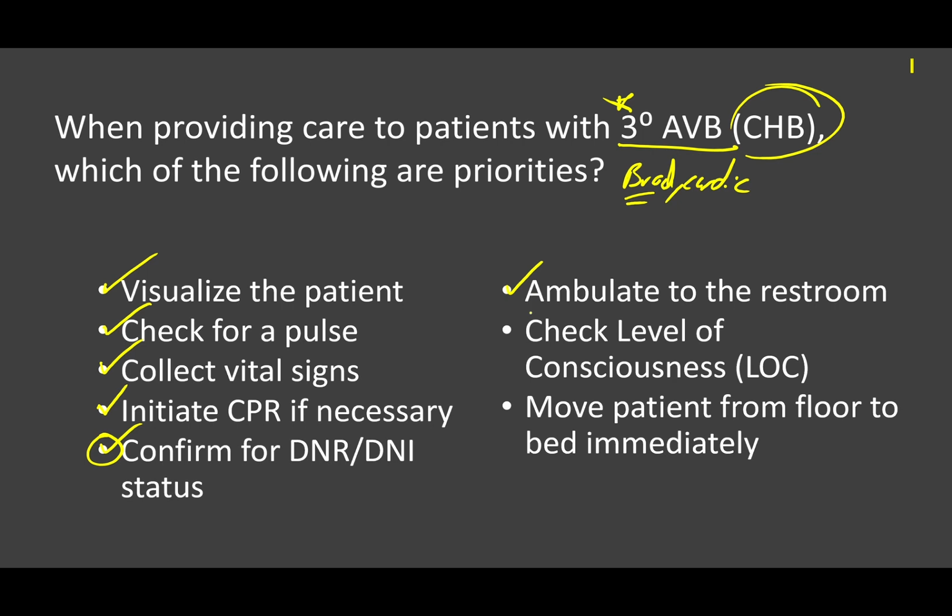Ambulate to the restroom? Absolutely not. Why would you walk your patient when they're in this bradycardic rhythm with probably low cardiac output? Definitely don't ambulate. Checking level of consciousness? Absolutely, because that's part of visualizing the patient, right? You talk to them. And then move the patient from the floor to the bed immediately. If they happen to have had a syncopal event because of this and passed out, leave them on the floor, keep the scene safe, work on them there. When there's enough help, then you can move them to the bed, but don't make that your first priority. So yeah, ambulation and moving the patient doesn't need to be done right away.